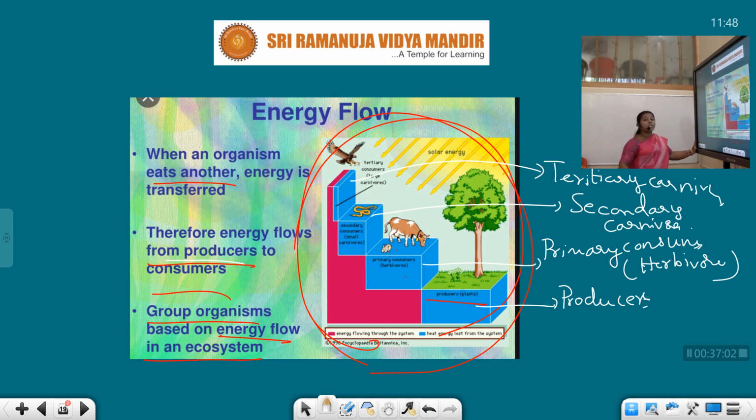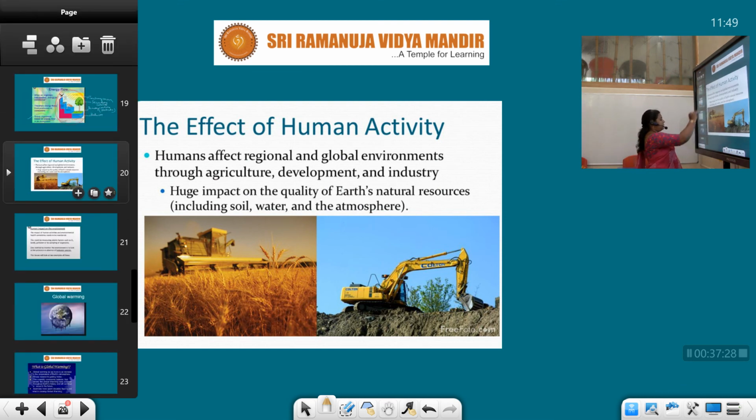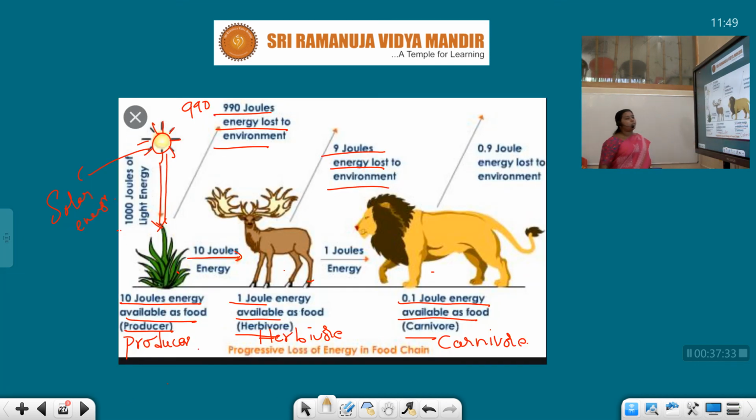At the consumers, three levels are there: primary consumers, secondary consumers, and tertiary consumers. They are a group of organisms based on energy flow in an ecosystem. All these organisms completely depend upon the energy flow in the ecosystem. Ultimately, this grand energy is supplied by solar energy. Let us see this, the progressive loss of energy in the food chain.